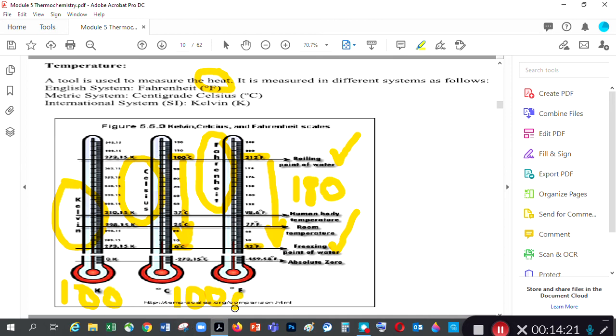This is 100 centigrade Celsius. This is 100 Kelvin, capital K, and here capital F, with the degree symbol on the top. So these are the three types of systems we are using to measure the temperature, which is really the tool to measure the heat.